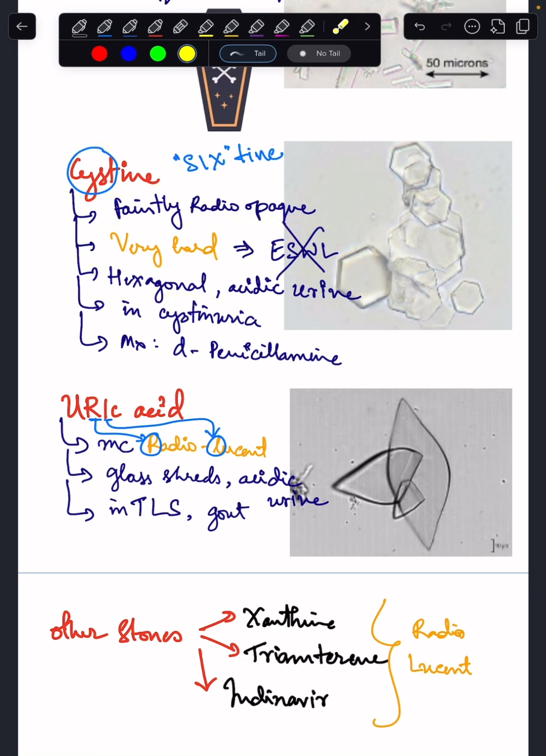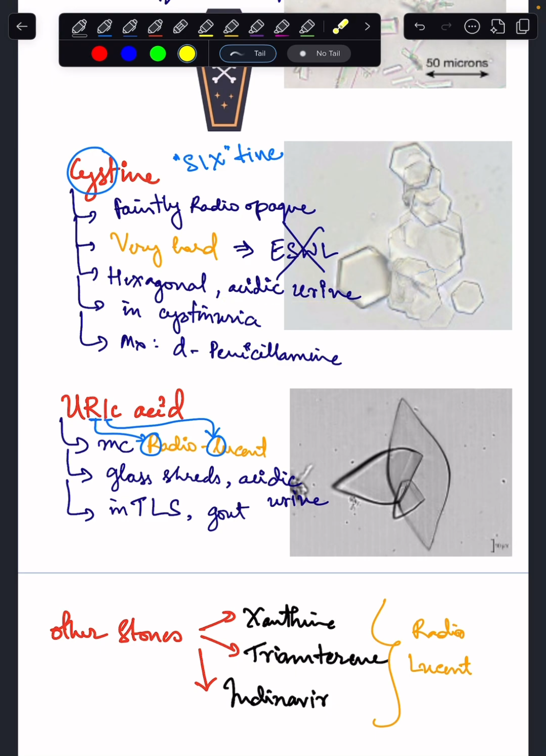To remember this, you can also write cystine as C6. It sounds similar, right? So this 6 here will denote the hexagonal shape, meaning 6 sides. These are precipitated in acidic urine.